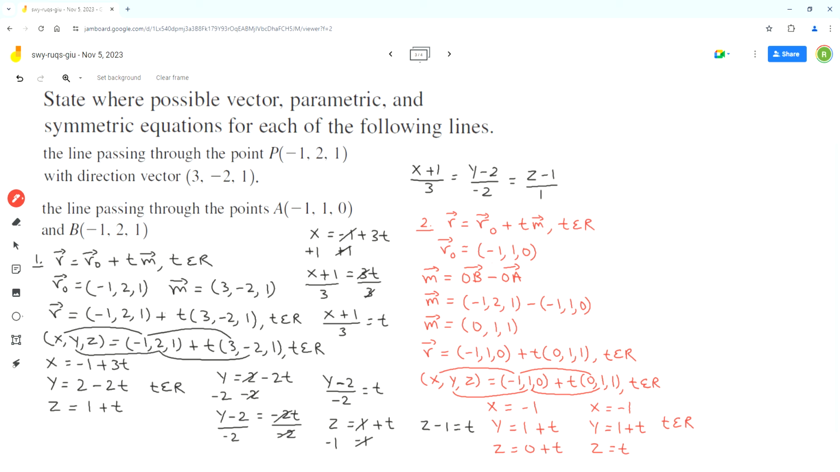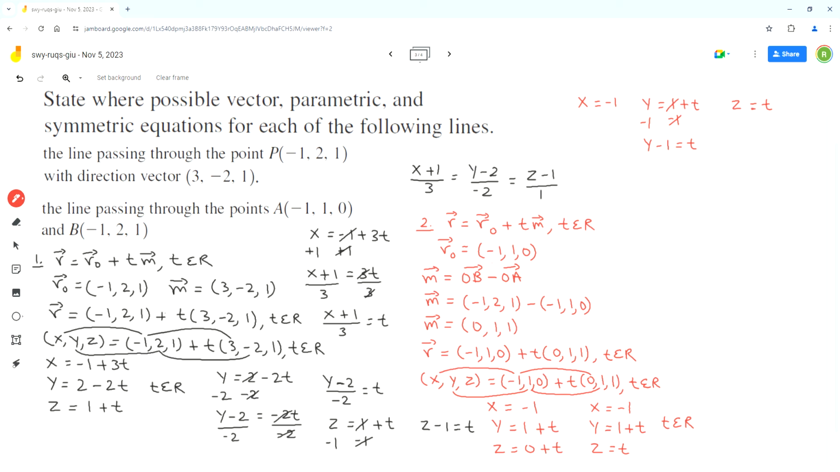Next we can write the equation in symmetric form, and for that we'll have to isolate the t from these three equations. The x equation has no t term, so we can just write the x equation as it is. Next, we can isolate t from the y. In the z term, the t is already isolated.